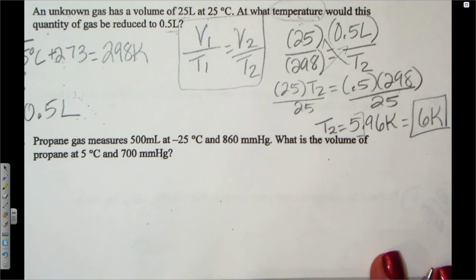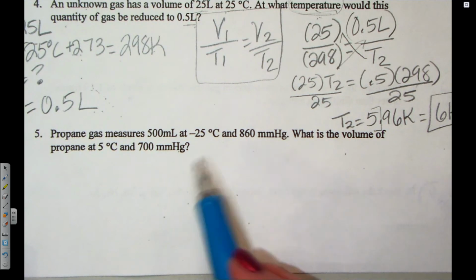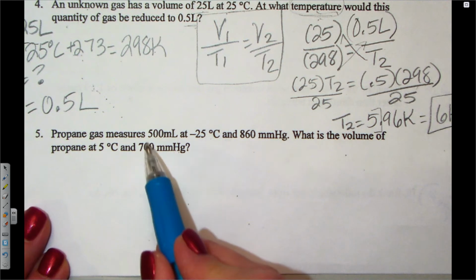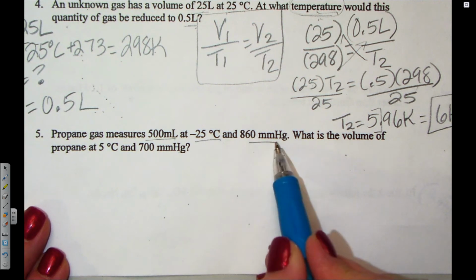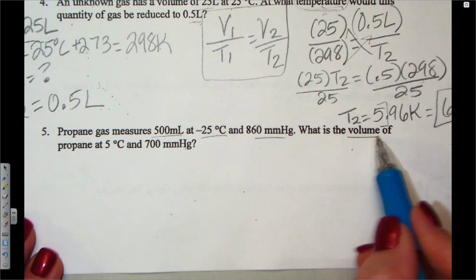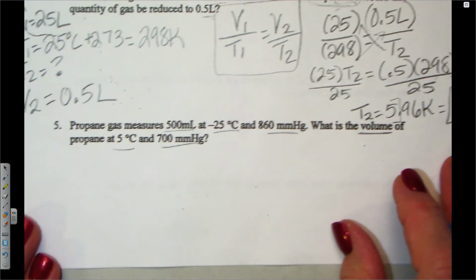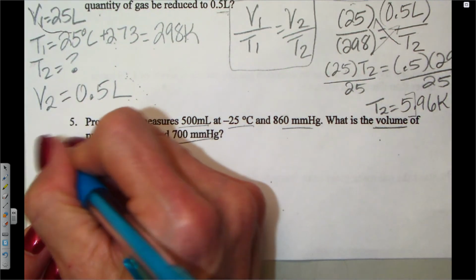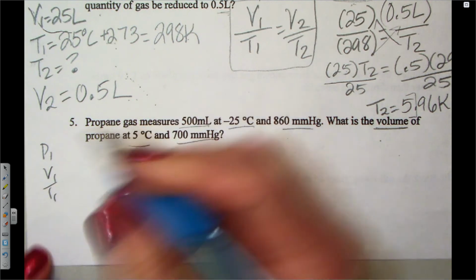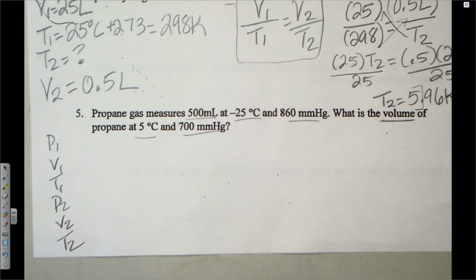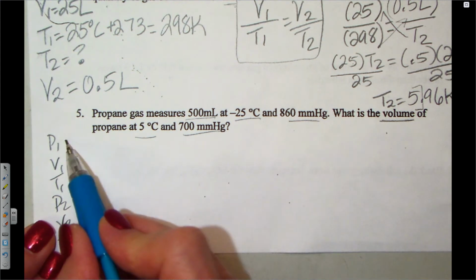Number 5, propane gas measures 500 milliliters at negative 25 degrees Celsius and 860 millimeters of mercury. So there's a volume, a temperature, and a pressure. And it says, what is the volume? So that's another volume. That'll be V2 of propane at 5 degrees Celsius and 700 millimeters of mercury. So this is going to be a P1, V1, T1, P2, V2, T2 problem. So let's label all of our givens.